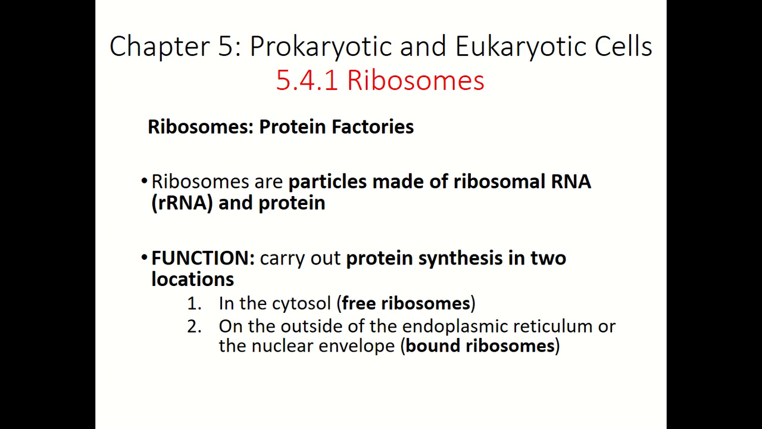First, we're going to look at the ribosome. Ribosomes are particles made of ribosomal RNA and also protein. The function of the ribosome is to carry out protein synthesis in two locations: either in the cytosol, referring to the free ribosome, or on the outside of the endoplasmic reticulum or nuclear envelope, known as the bound ribosome, because it is attached to other organelles. That's why it's known as a bound ribosome.